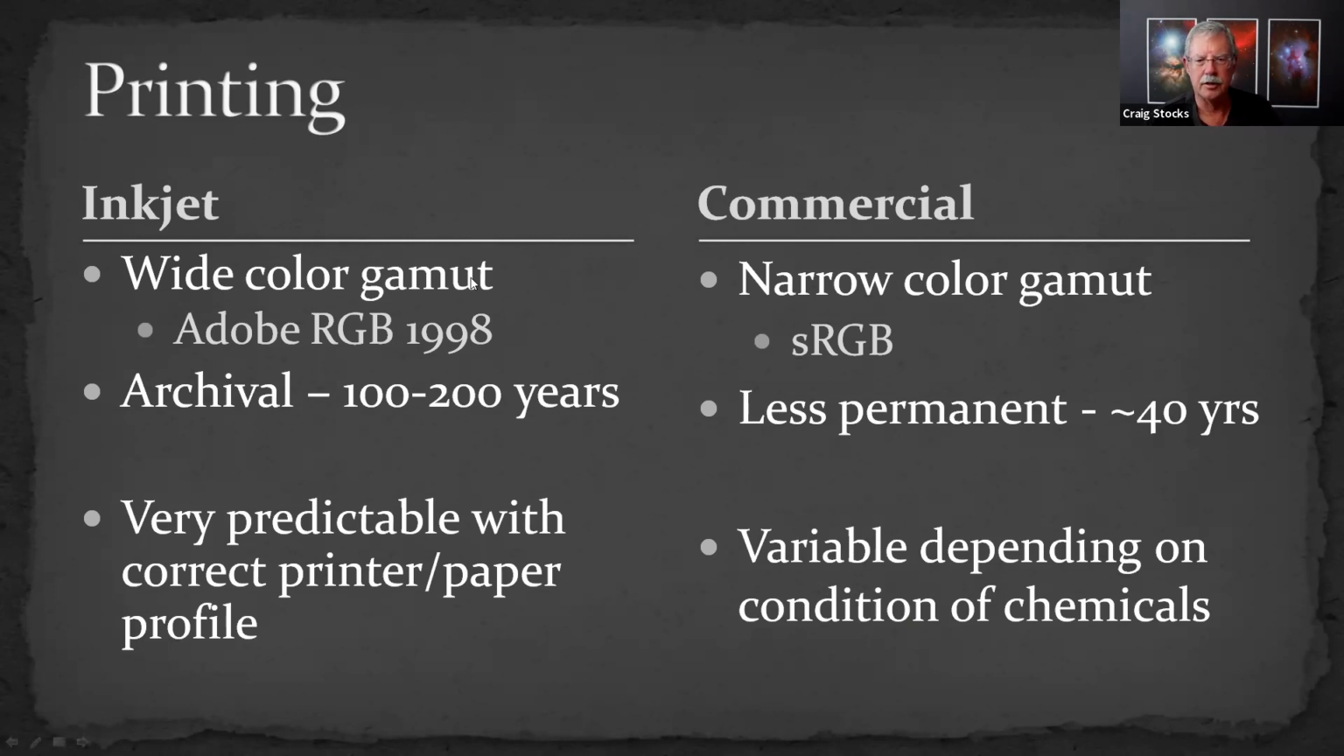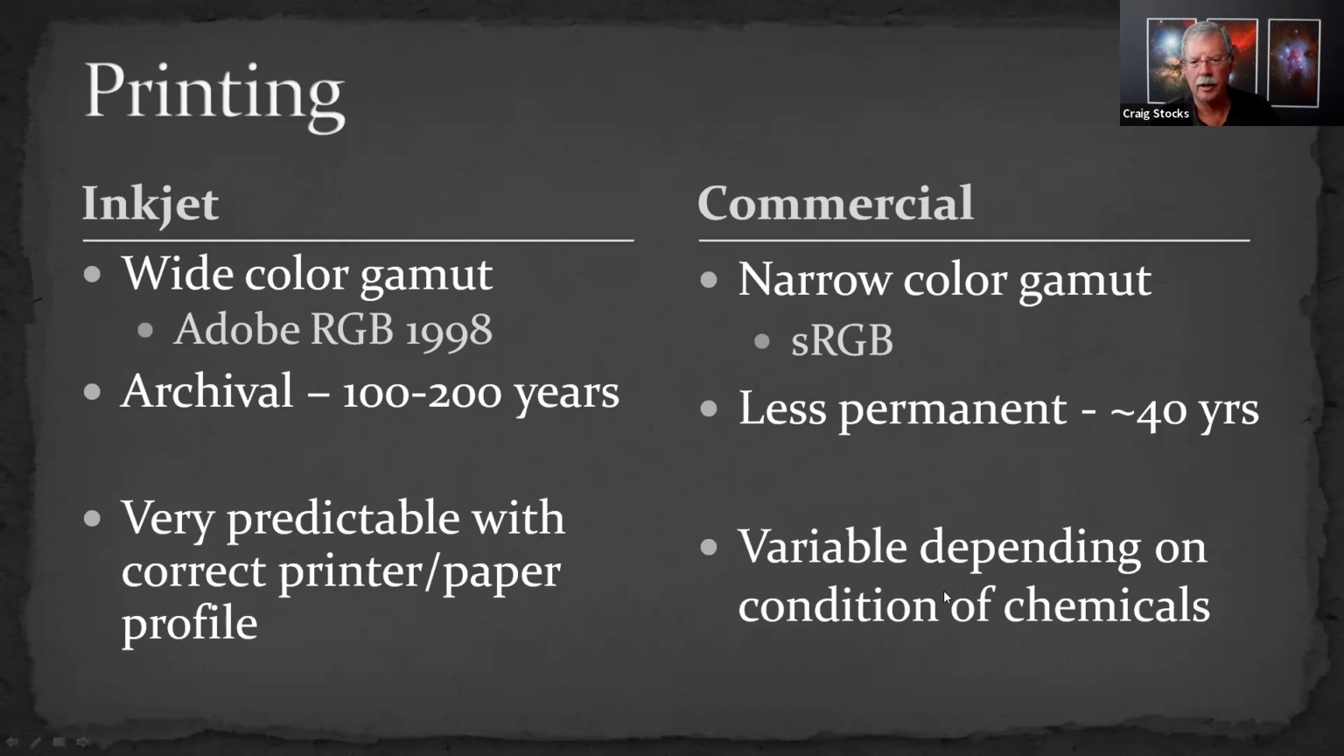The difference, there's two differences. One, inkjet printing can give you a wider color gamut, so it can produce more colors than any of the commercial printing. It's more archival, typically 100 to 200 years for color. You'll see numbers in the 300 to 400 years for black and white, where the more traditional prints are going to be 40 years or less, some a lot less. Inkjet printing tends to be very predictable as long as you have the correct printer and paper combination.